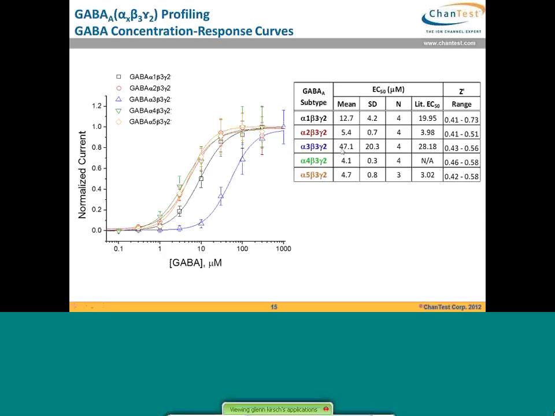3. And you can see that this agrees very well with the literature values that have been reported. Z-prime range for these experiments is quite good.